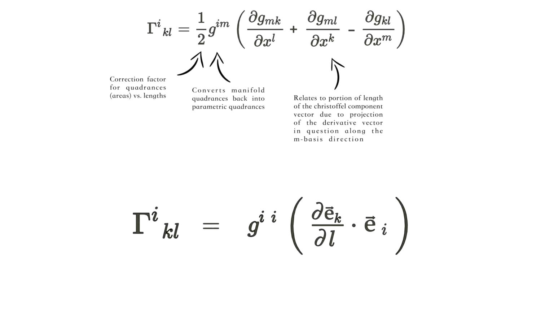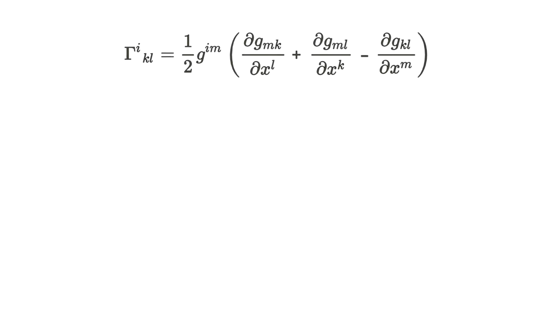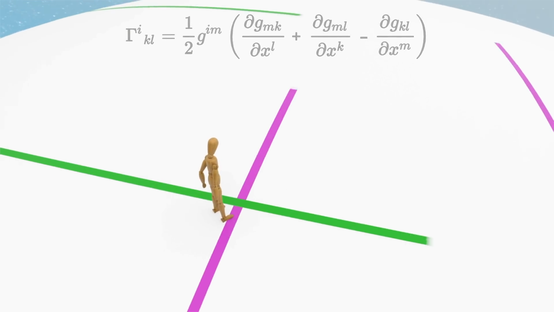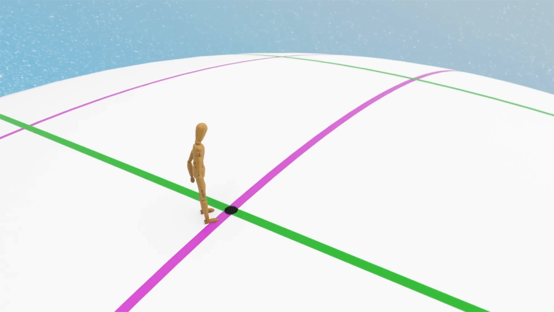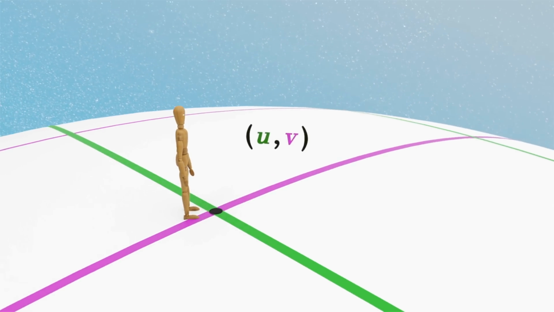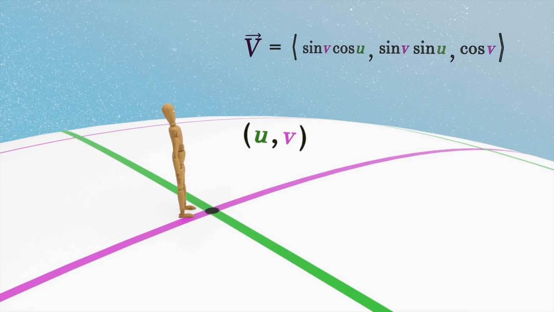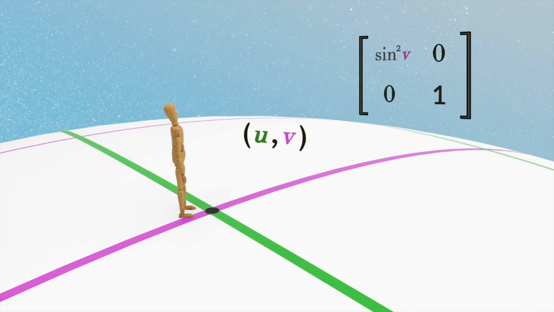Now that we hopefully have a better understanding of where this equation comes from, let's have our observer use it to calculate the Christoffel symbols on their two-sphere. Just as before, we'll parameterize the surface with the coordinates u and v, which correspond to the azimuthal and polar angles. Now, instead of giving our observer a 3D position vector, we'll give them the metric tensor, whose non-zero components in this instance are G_uu equals sine squared v and G_vv equals 1.